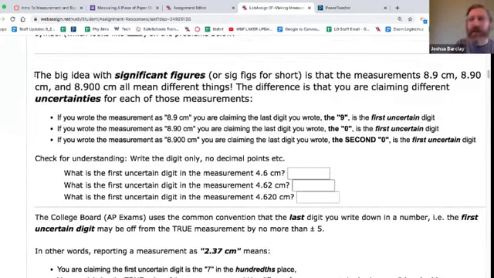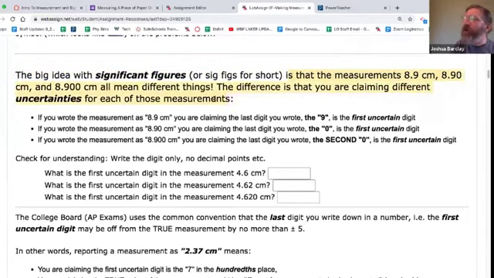The big idea with sig figs is that the measurement 8.9, 8.90 centimeters, and 8.900 centimeters all mean different things. You may say, aren't those all just 8.9? They're not. They're equal, but they have different uncertainties. We have a different level of uncertainty for each one of these. So the difference is that you are claiming different uncertainties.